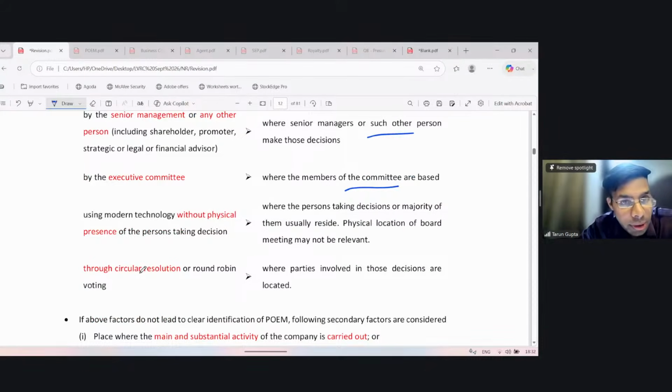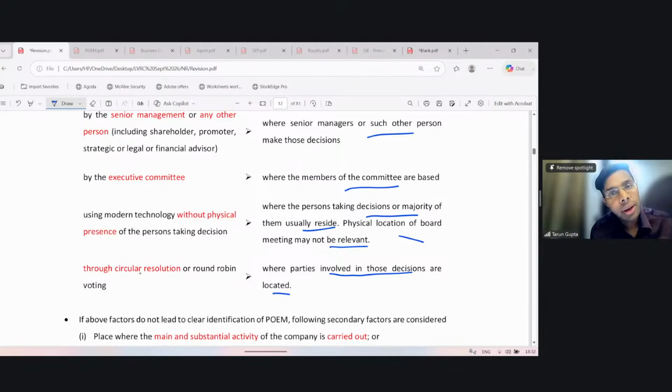Where such decisions are taken using modern technology without the physical presence of the persons taking the decision, the POEM shall be at the place where the majority of those persons usually reside. The physical location of the board meeting may not be relevant. Lastly, where decisions are taken through circular resolution or round robin voting, the POEM shall be the place where the parties involved in those decisions are located.